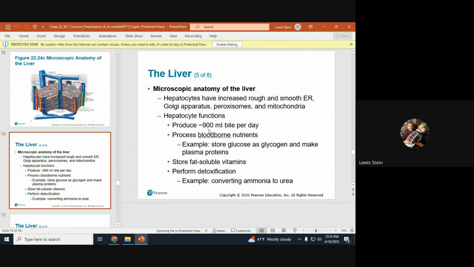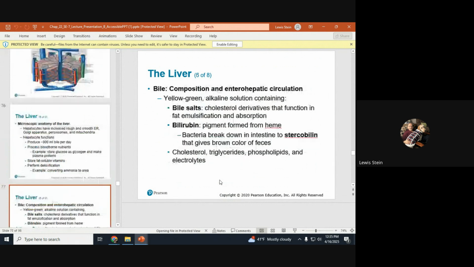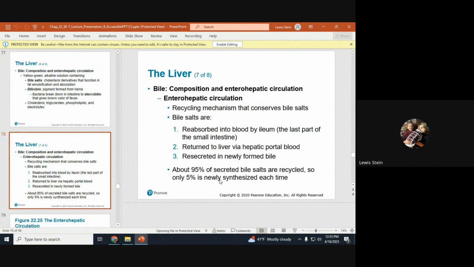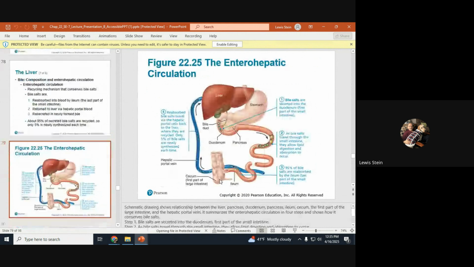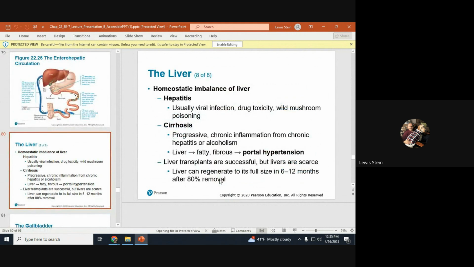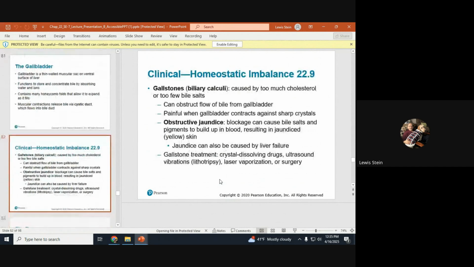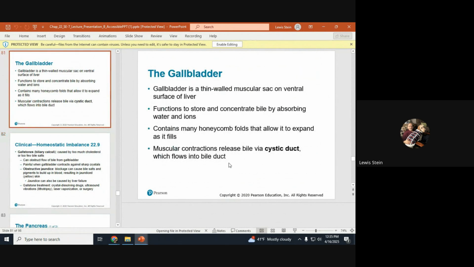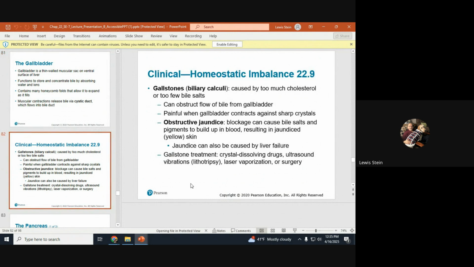So 900 milliliters of bile per day, about a liter. Every book will have all of this. This is that reabsorption thing. Again, you don't have to know it; there are similar illustrations. And a good word for the gallbladder: they talk about honeycomb folds that allow it to expand. Unfortunately, those are areas where things can get entrapped as well. Biliary calculi. Here's the lithotripsy, lasers, and operations too.